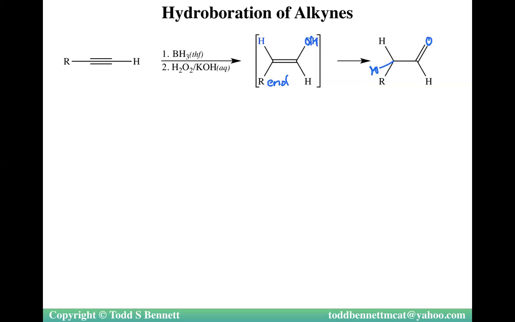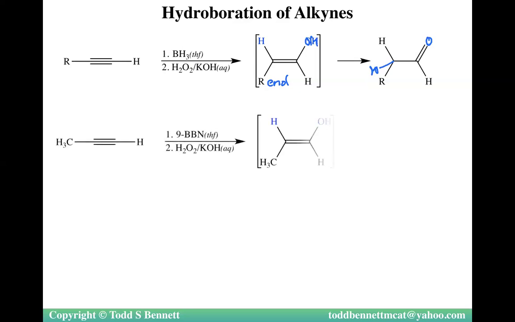So you can get an aldehyde by using BH3. But again, the problem here is that you have to add in a 3-to-1 ratio because this is linear. You don't get as much selectivity for the anti-Markovnikov as you do with an alkene.